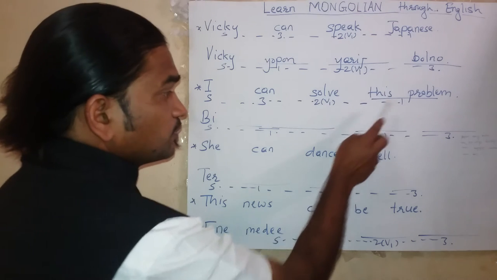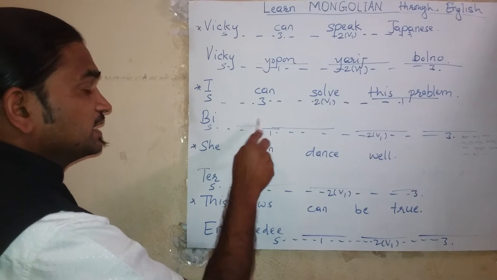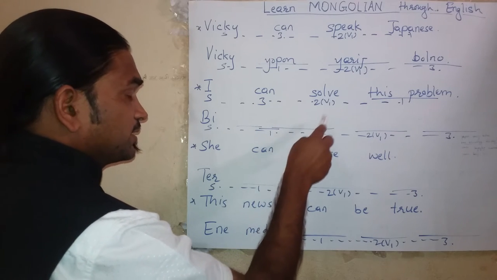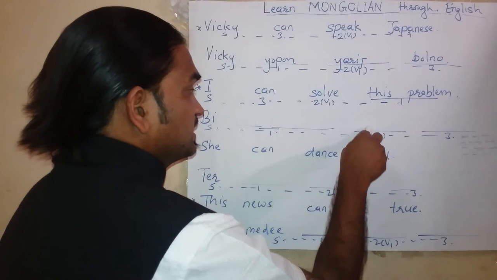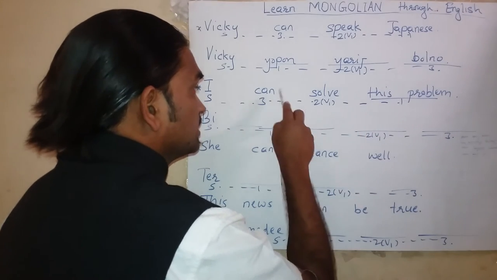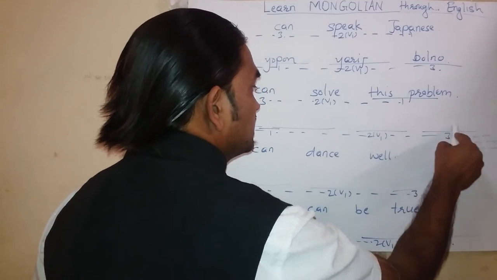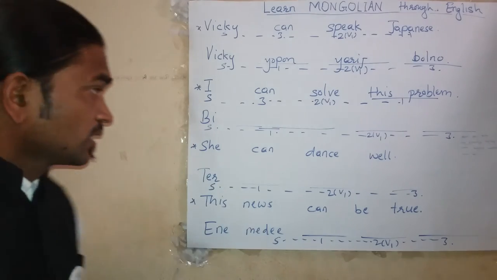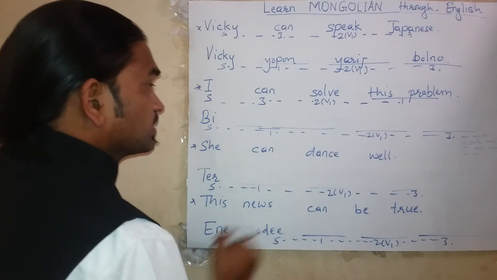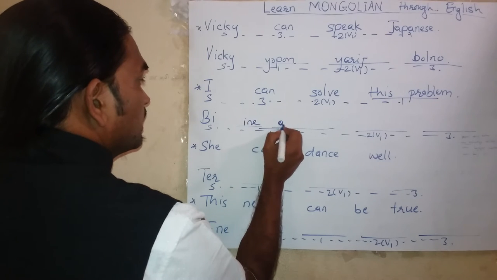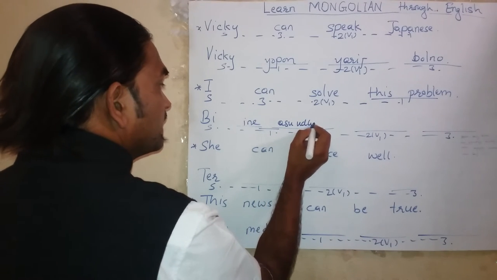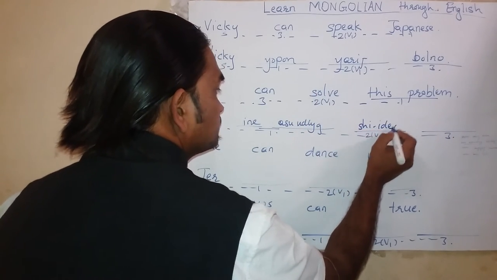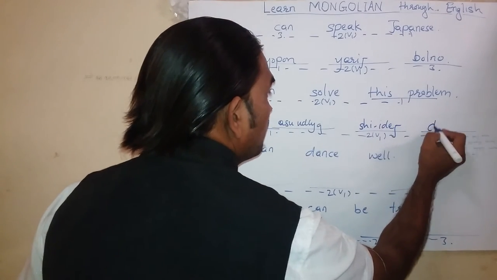Then you should write the word for this problem, ine asu udliyak. The word for solve is C-I-D-E-S. The word for can is chadna, C-H-A-D-N-A. Okay, now pause the video and try yourself. Start. The word for I is B. The word for this problem is ine asu udliyak. The word for solve is C-I-D-E-S. The word for can is chadna.